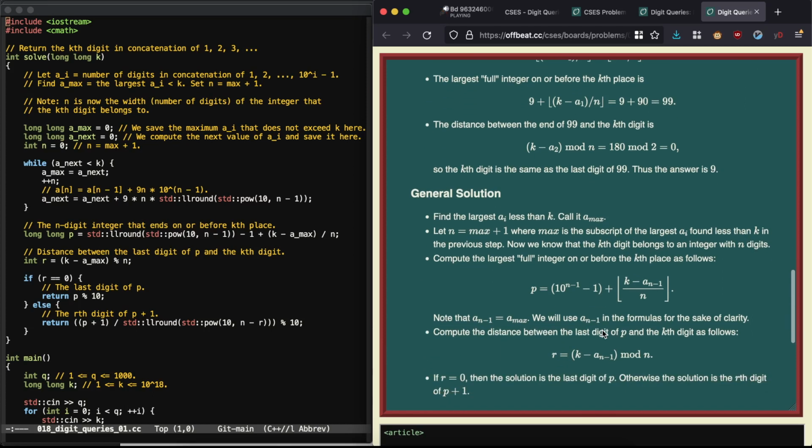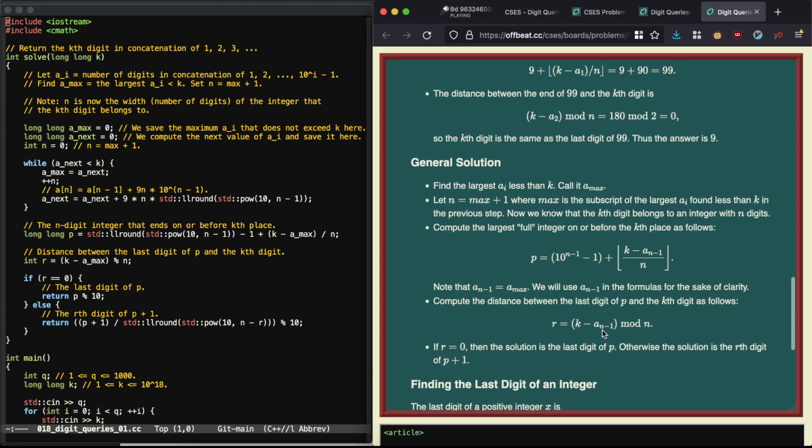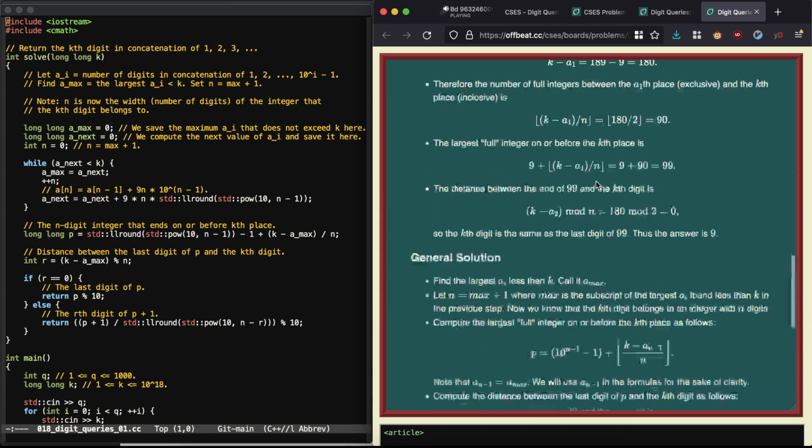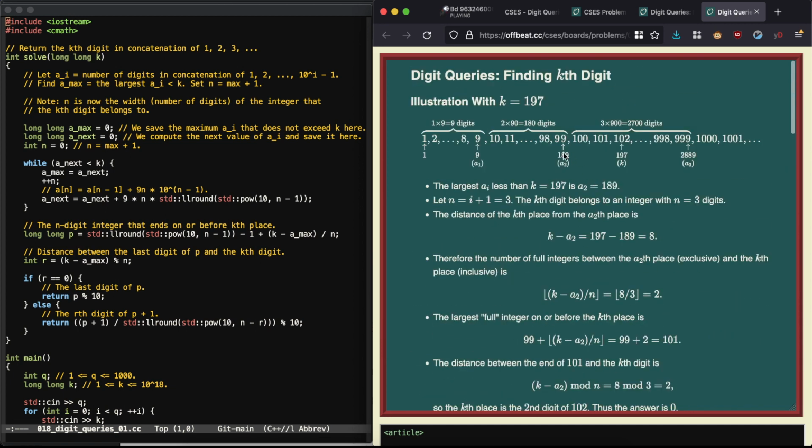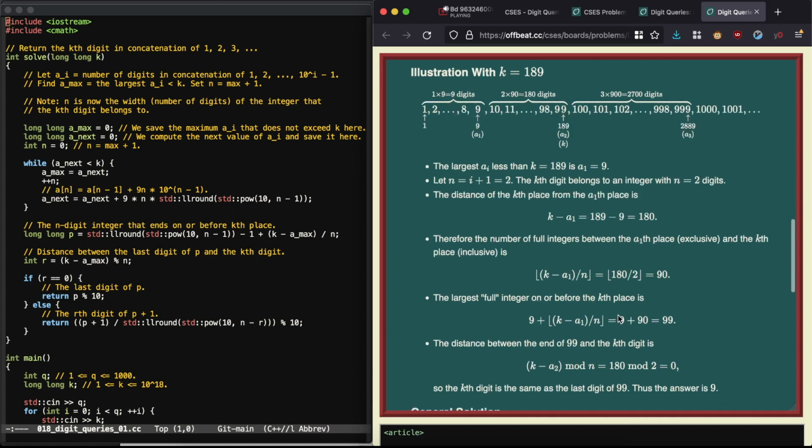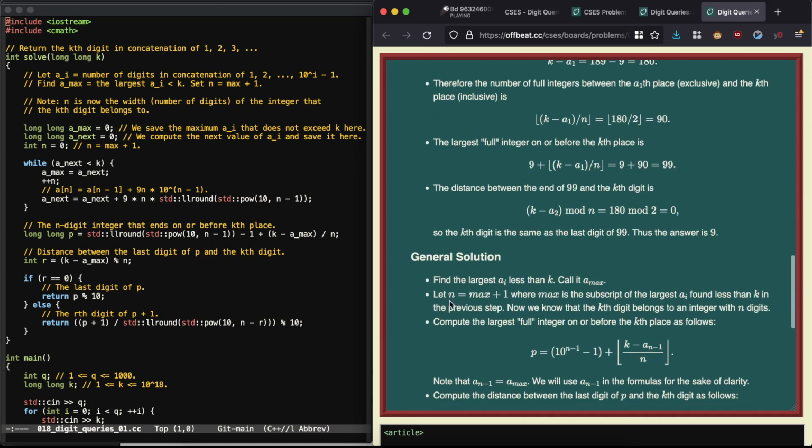So the general solution is going to work like this. Find the largest AI less than k, call it A max. Let n equal max plus 1. So in our example, max was the subscript in A2. It was pointing to how many digit integers we have accounted for already. That is the role played by max here, the subscript. So n would be one more than that, and that represents the number of digits that belong to our solution integer.